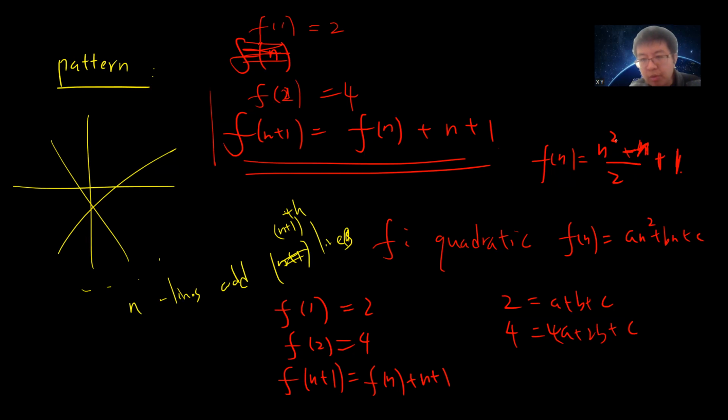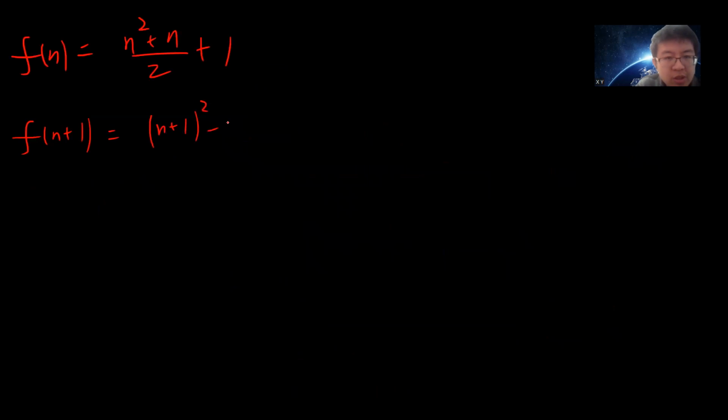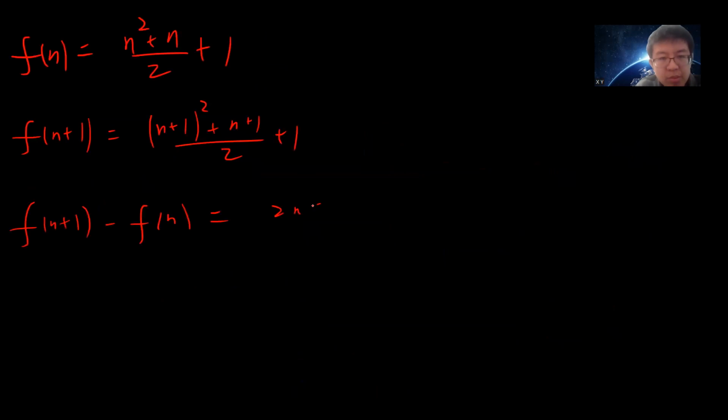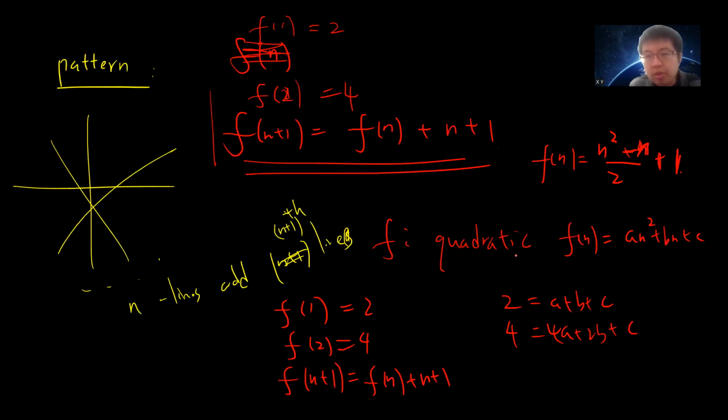So if you do n plus 1 squared minus n squared, this will produce 2n plus 1. Let's check this. If I do n plus 1, then I get (n plus 1) squared plus n plus 1, divided by 2, plus 1. So f of n plus 1 minus f of n will be 2n plus 2 divided by 2, which is n plus 1. So we directly solve this problem.